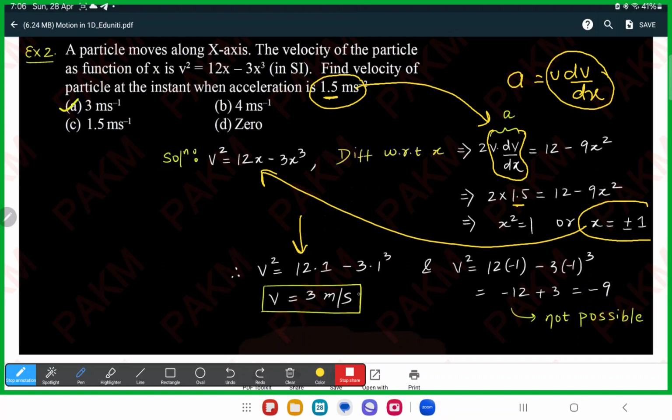Fine. So now here plus or minus two possibilities were there. This is the value for plus 1 and this is the value for minus 1. For minus 1 we got minus 9. Since v square is never going to be negative, this is not possible. The correct answer is 3 meter per second. So this is the correct answer. I thought you got the point how we proceed.